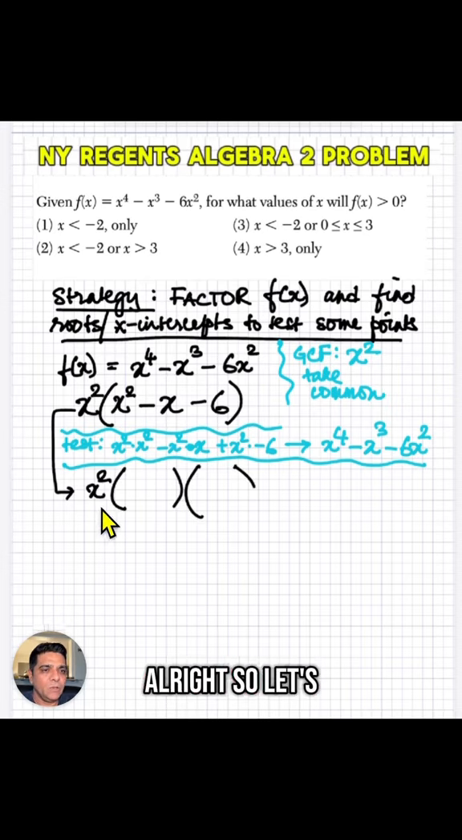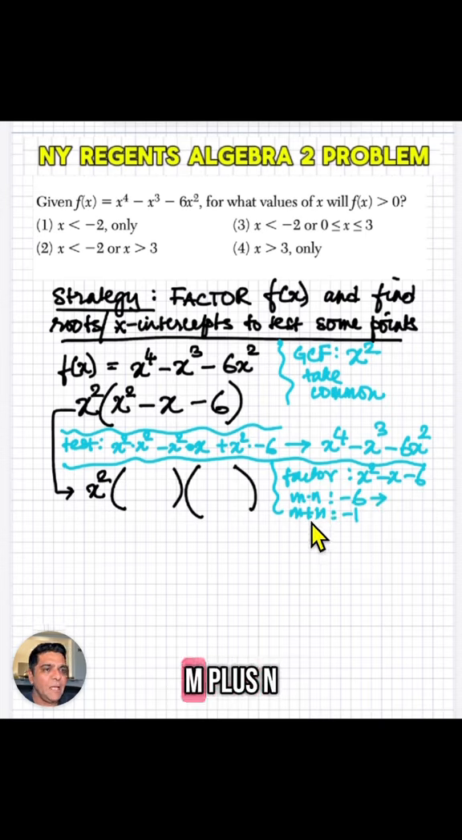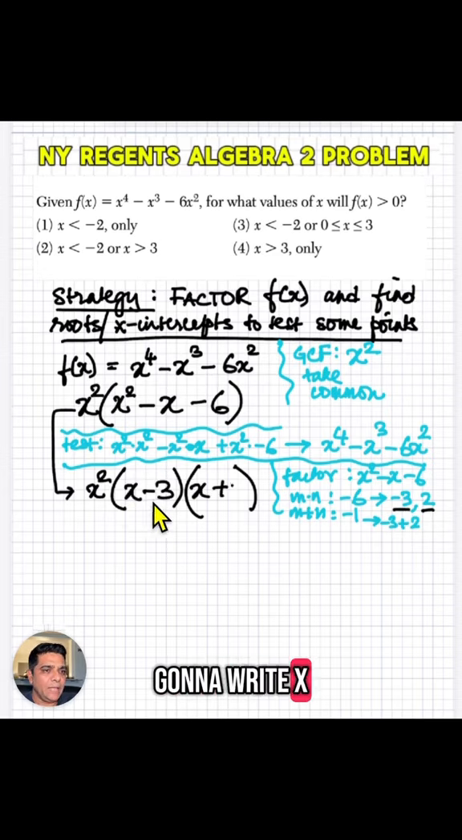All right, so let's write out the other factors. I'm going to try m and n, where mn should be equal to negative 6 and m plus n should equal negative 1. So negative 3 and 2 are my factors. So I'm just going to write x minus 3, x plus 2. So now I have my factors.